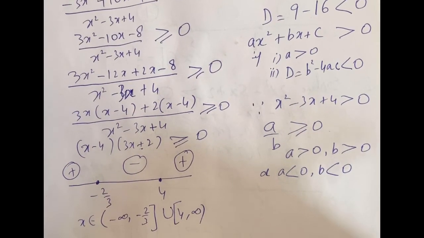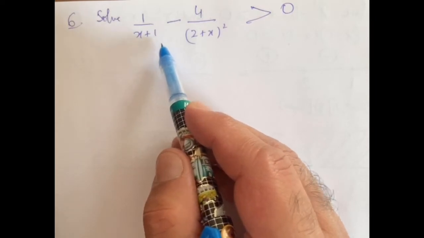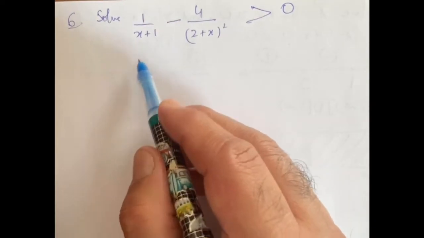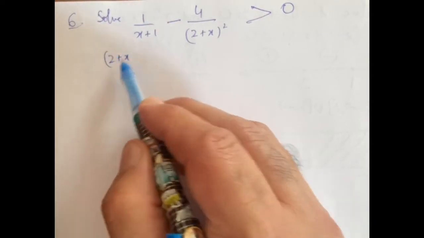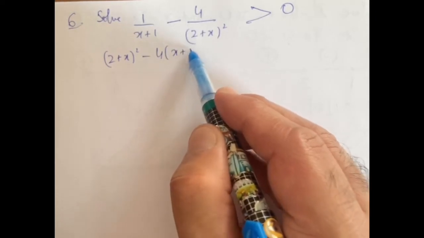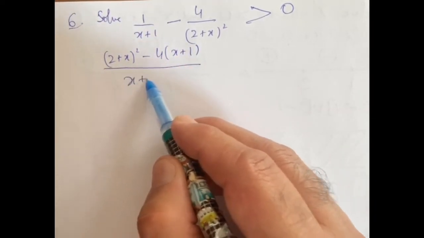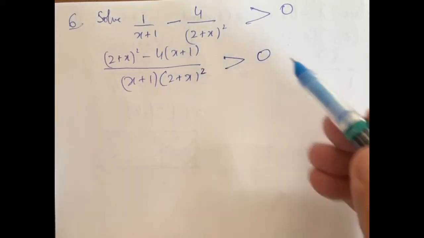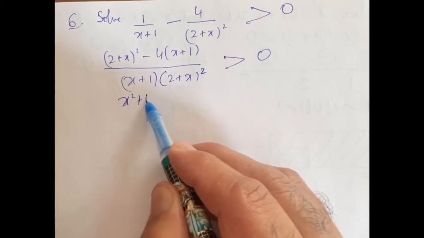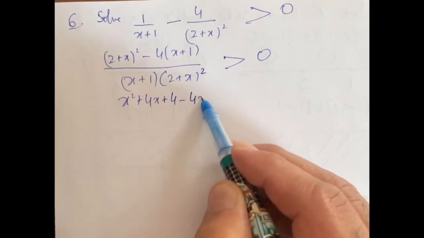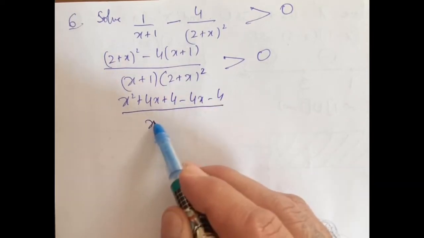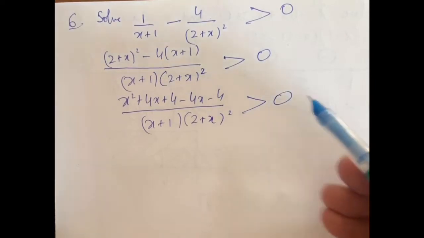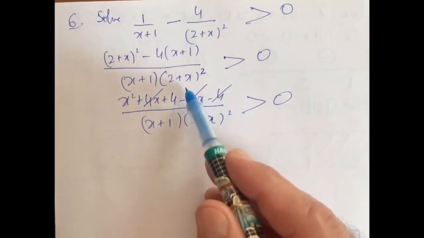So we write x belongs to minus infinity to minus 2 by 3, union 4 to infinity, and this is the answer. Next we have to solve 1 upon x plus 1 minus 4 upon (2 plus x) whole square greater than 0. Simplifying the left hand side, we have (2 plus x) whole square minus 4 into (x plus 1) upon (x plus 1) into (2 plus x) whole square. This is greater than 0. This is x square plus 4x plus 4 minus 4x minus 4 upon (x plus 1) into (2 plus x) whole square greater than 0. 4x will cancel out, 4 will cancel out.